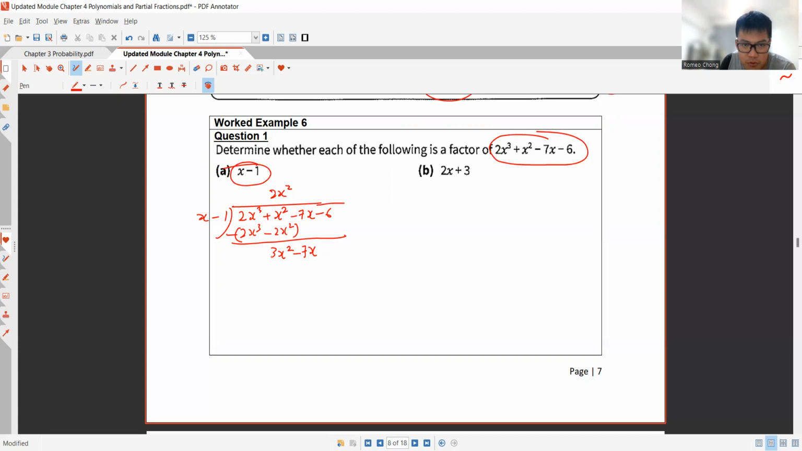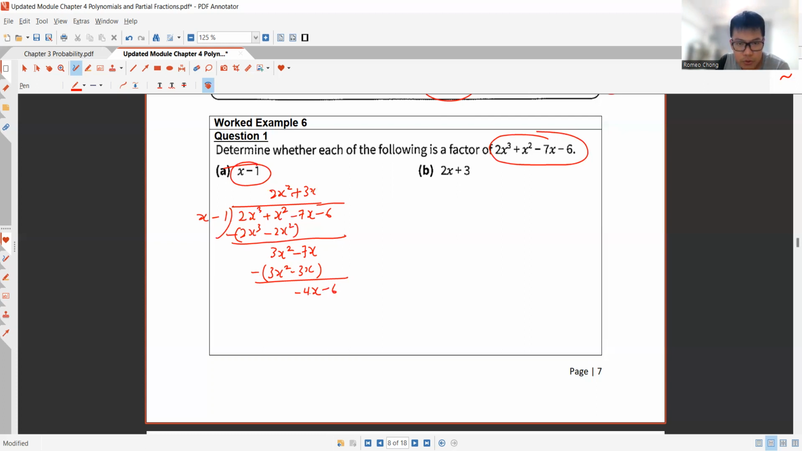Now I want to remove this 3x squared, so I multiply the divisor by 3x. Plus 3x times x gives 3x squared, and 3x times negative 1 gives minus 3x. Here I subtract again, so I get negative 7 plus 3, which is negative 4x, because subtracting a negative becomes positive. I hope you know this. Negative 7 plus 3 gives negative 4x. Then copy down the last term, which is minus 6.